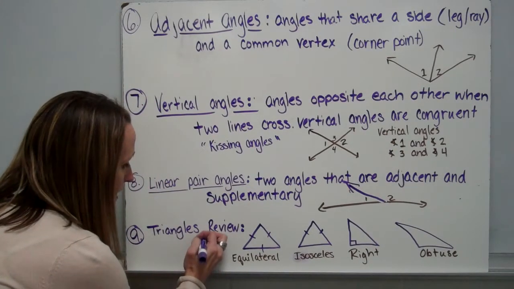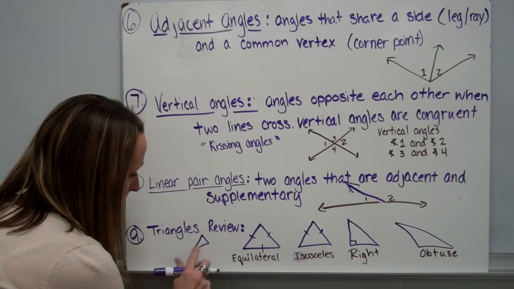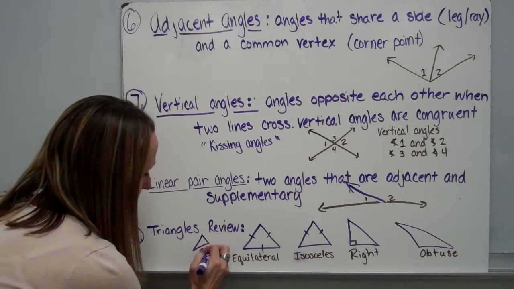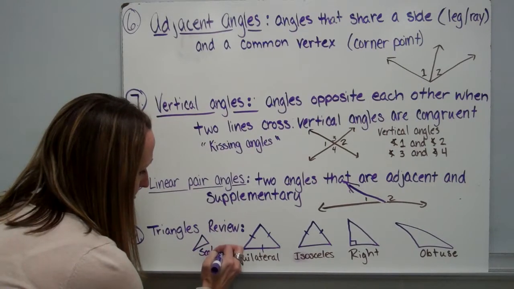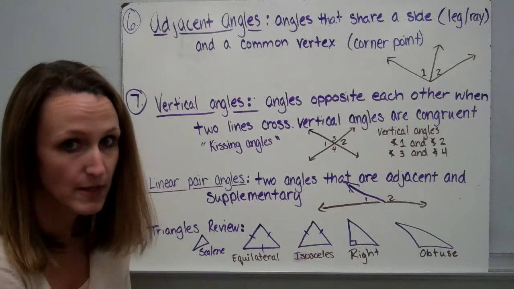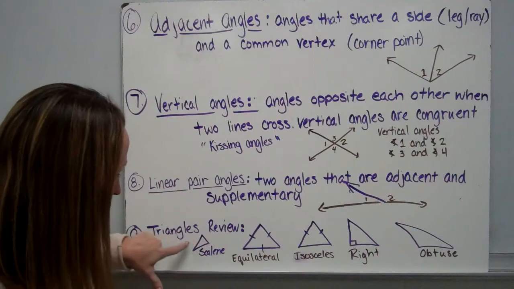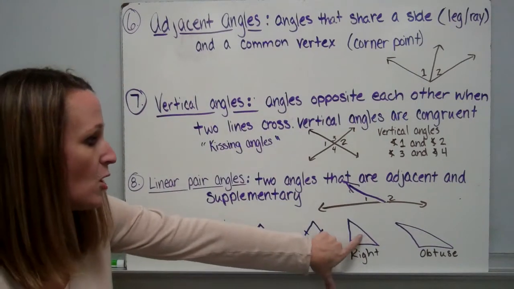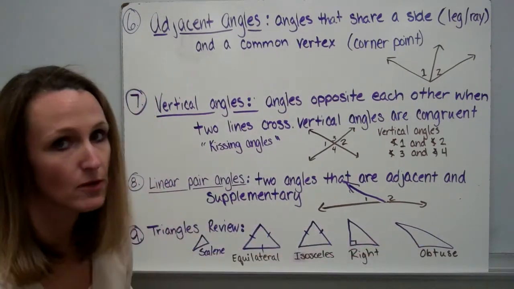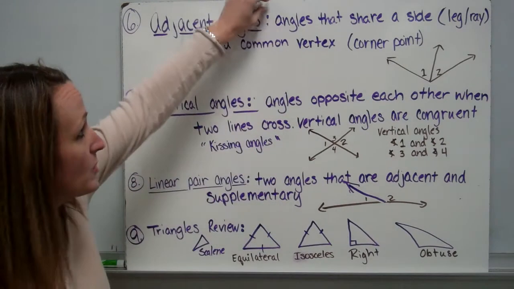What I forgot was the third type of triangle that you probably already know, and that's a scalene triangle. And of course, a scalene triangle has no equal sides. So we have three equal sides, two equal sides, no equal sides, a right angle, and then an obtuse angle. So 5 types of triangles that you could possibly come across.